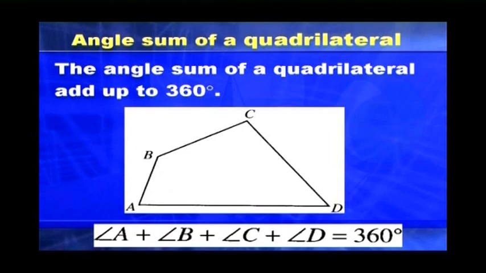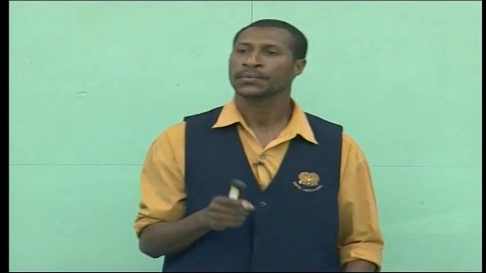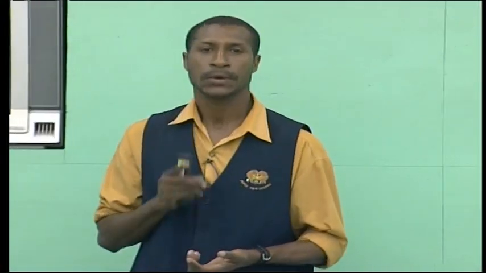We have angle A, angle B, angle C, and angle D, which adds up to 360 degrees. So receiving students and 7Es, please try to take note of the angle sum of a quadrilateral, which adds up to 360. Now receiving students and 7Es, we will now move on to our learning activity.